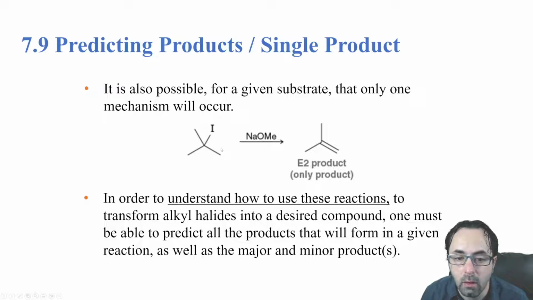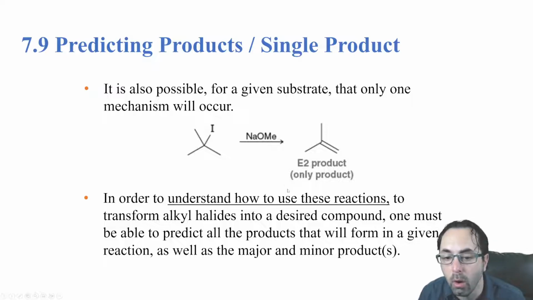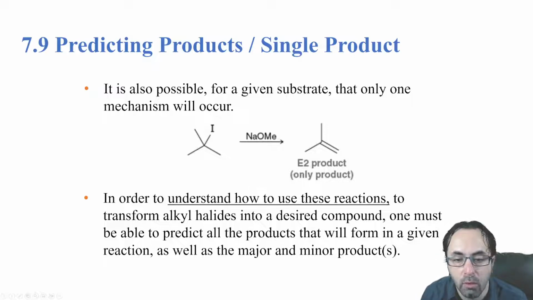Sometimes, depending on the substrate, there is only one possible product that can occur. In this case, this is a strong base and a strong nucleophile. Because it's tertiary, we could potentially have an SN1 mechanism, but for reasons we'll discuss later, for the elimination at least, we would only have one possible product because of the way that the molecule is arranged here. If we make a double bond in any of these three positions, it's exactly the same molecule. So there's only one regiochemical outcome in this case for this elimination.